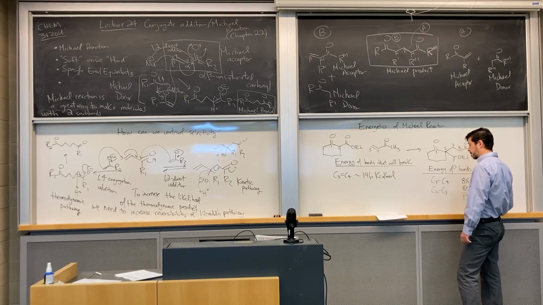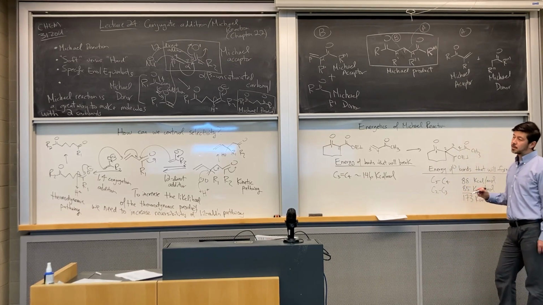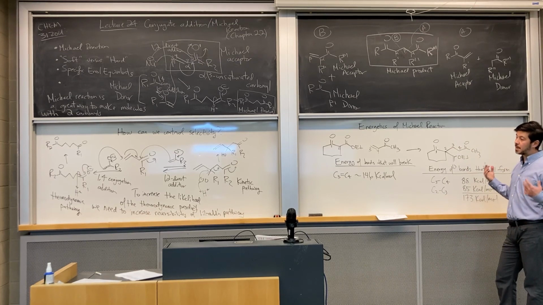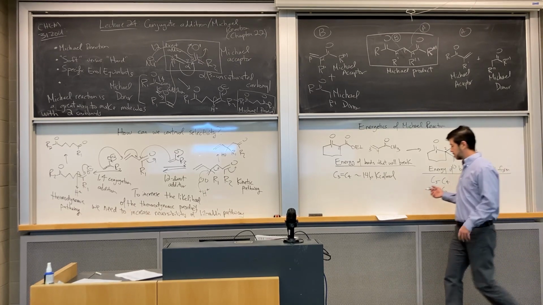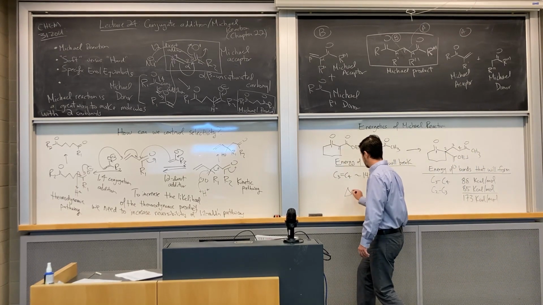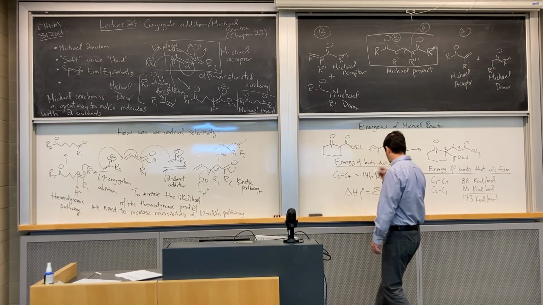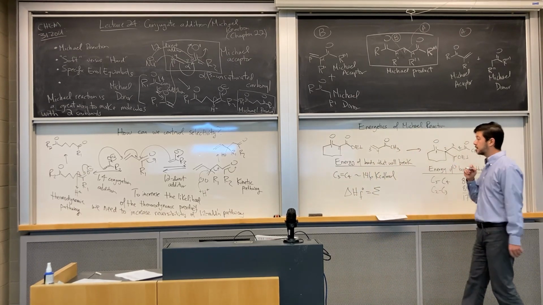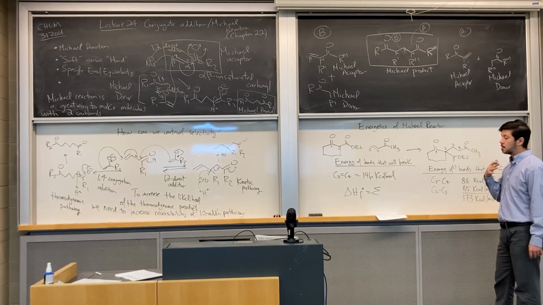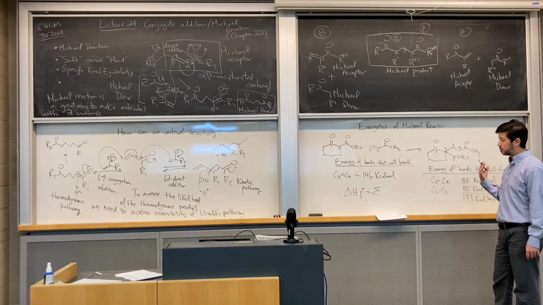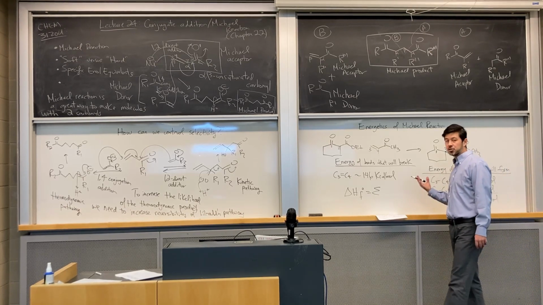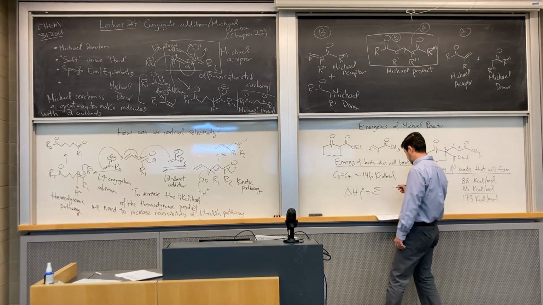So if we look at the delta H, the heat of formation for this reaction, we take the sum of the bonds that are broken minus the sum of the energy of the bonds that formed, and that should give us the amount of energy necessary for this reaction.